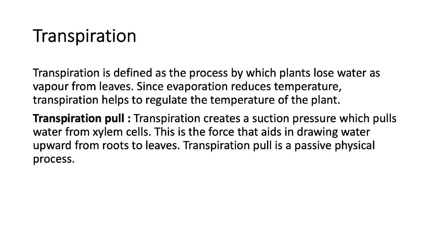Transpiration is defined as the process by which plants lose water as vapor from leaves. Since evaporation reduces temperature, transpiration helps to regulate the temperature of the plant. Transpiration pull: transpiration creates a suction pressure which pulls water from xylem cells. This is the force that aids in drawing water upward from roots to leaves. Transpiration pull is a passive physical process.